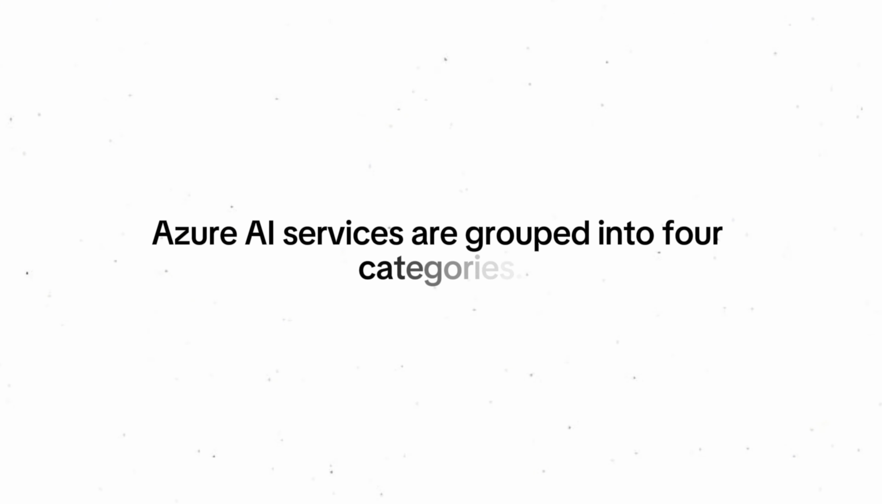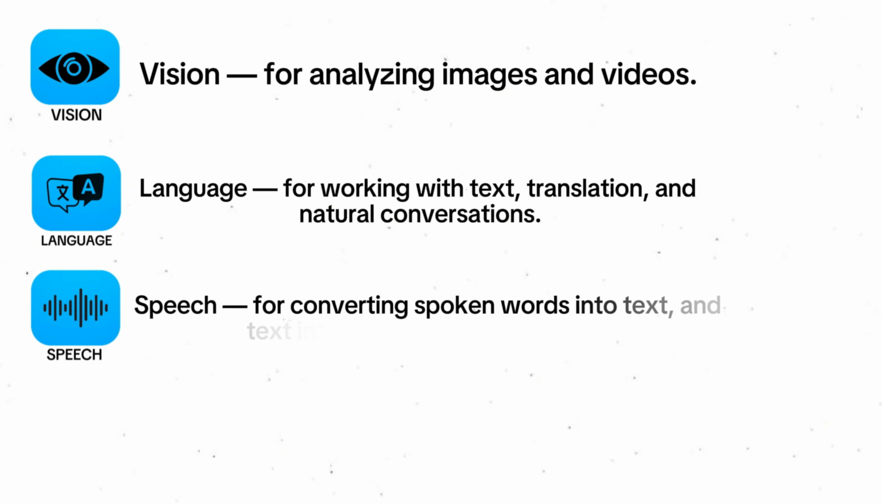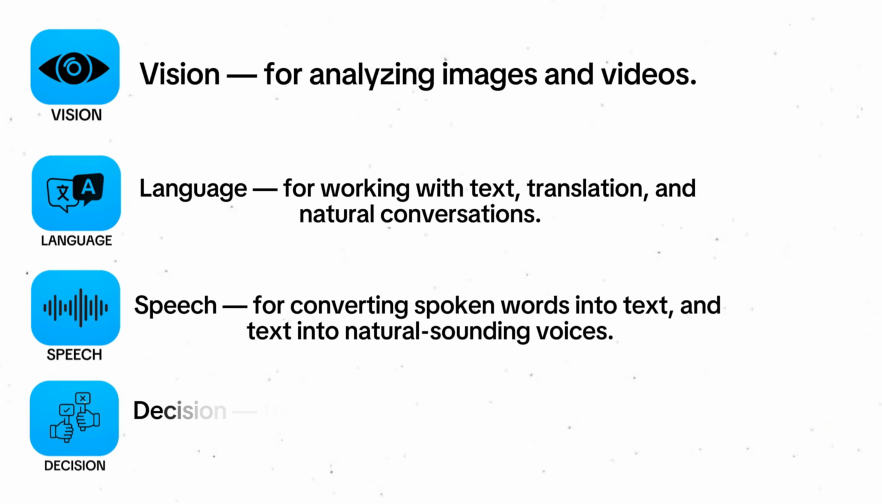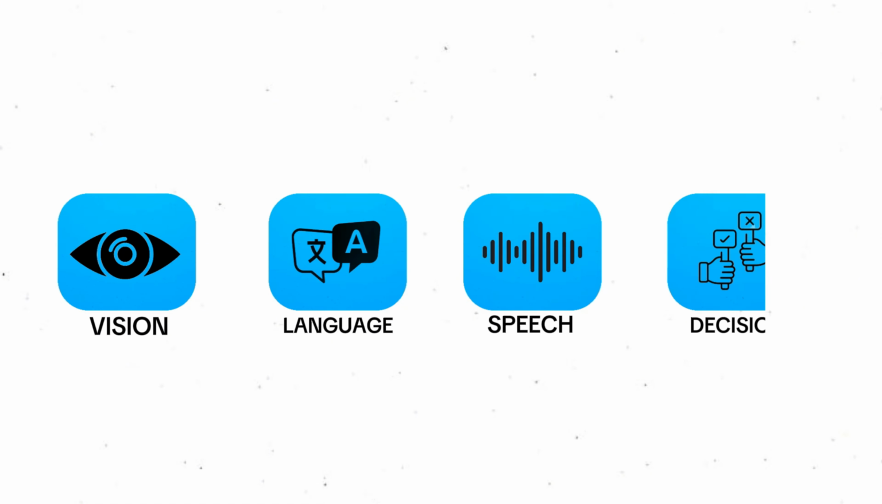Azure AI services are grouped into four categories: vision for analyzing images and videos, language for working with text, translation, and natural conversations, speech for converting spoken words into text and text into natural sounding voices, decision for making recommendations and detecting anomalies. Think of these as four toolboxes. Each one solves a different kind of business problem.